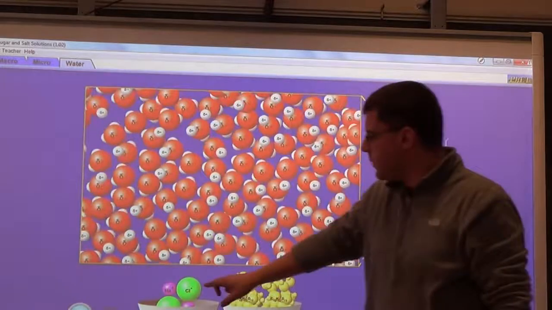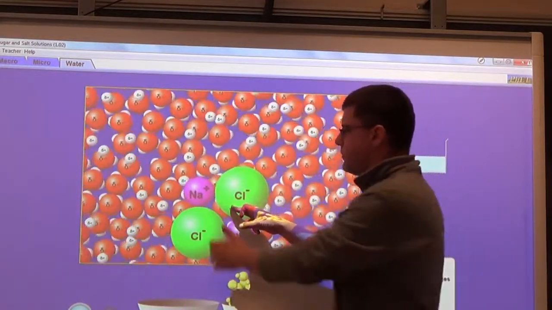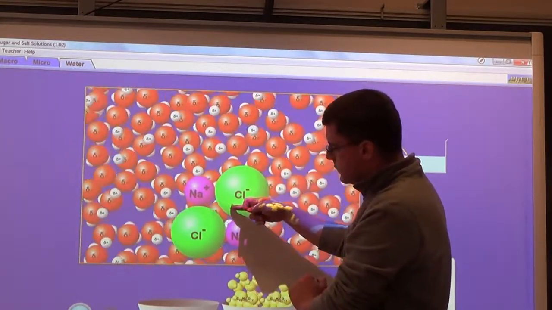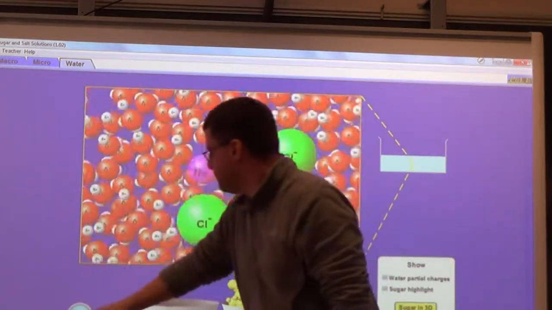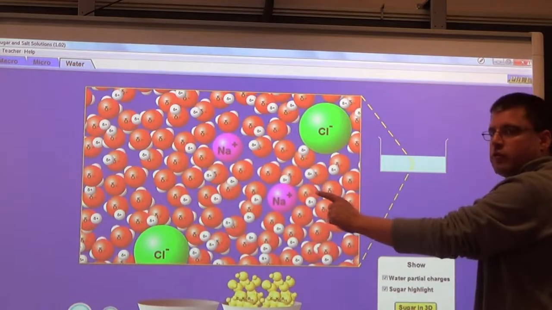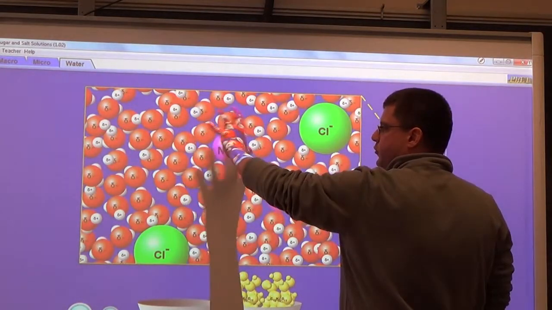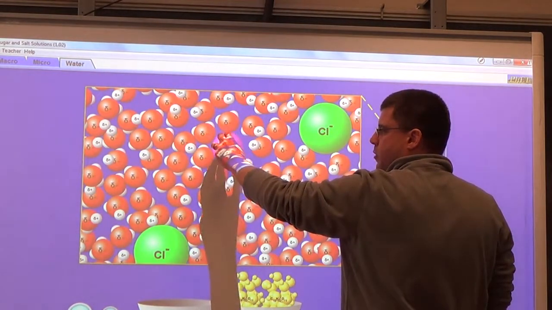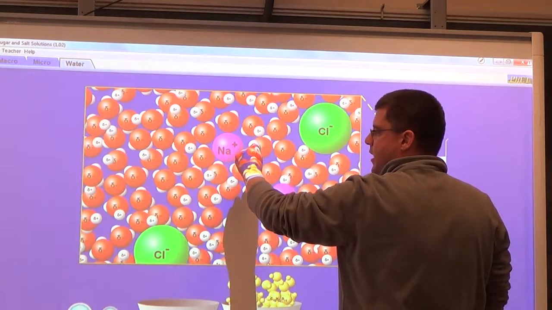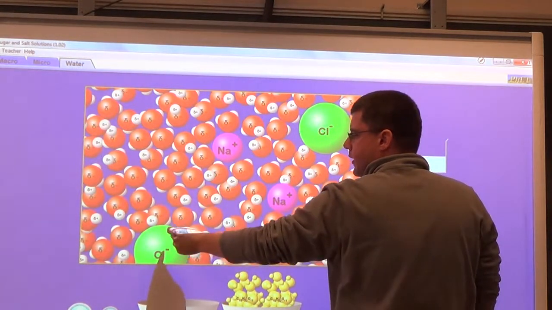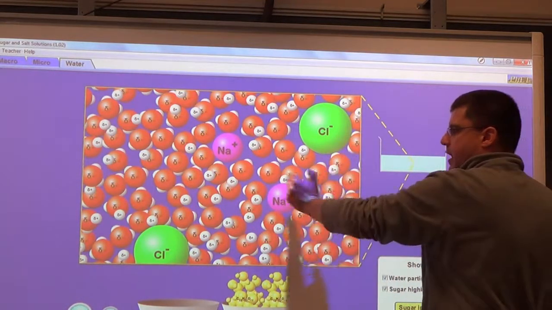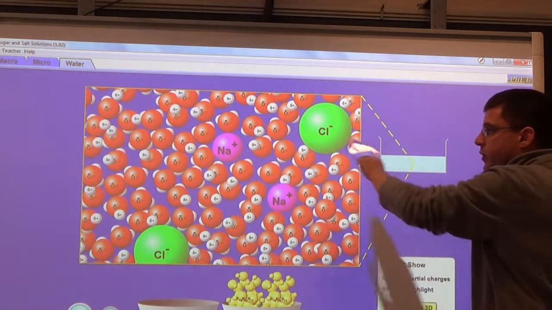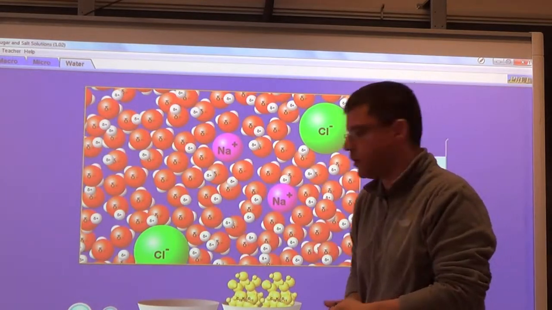I'm going to take this crystal lattice structure right here, NaCl. Notice how they're arranged. Pop them in, boom, dissociation. Water molecules surround and contort themselves appropriately around the positively charged sodium cation here and the chloride over here. Conduction can occur because we have free ions floating in solution. So ionic compounds do dissociate in water.